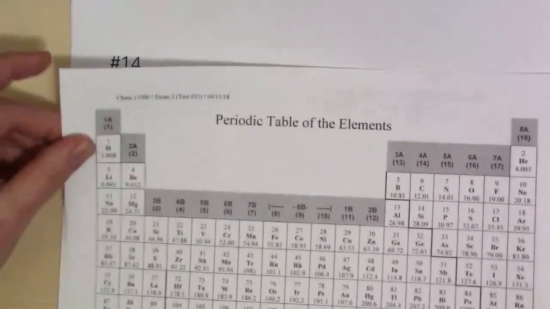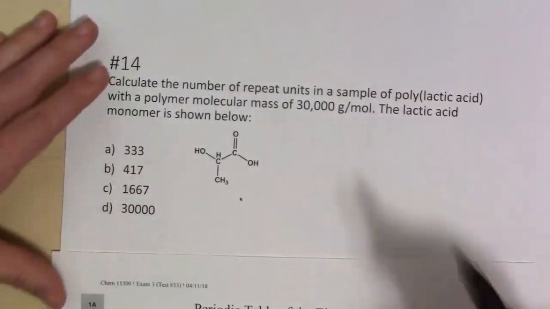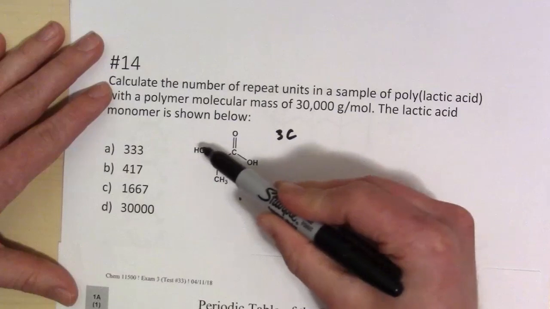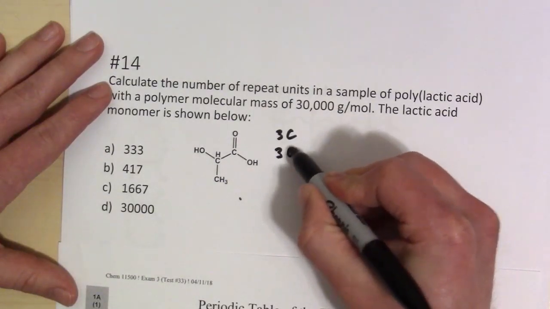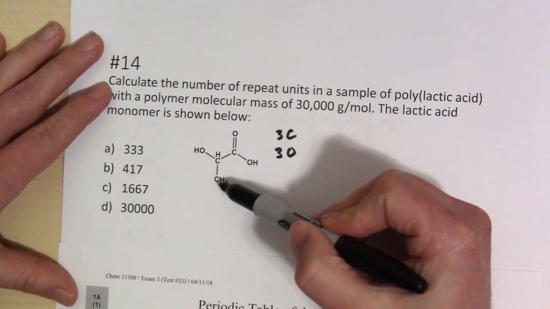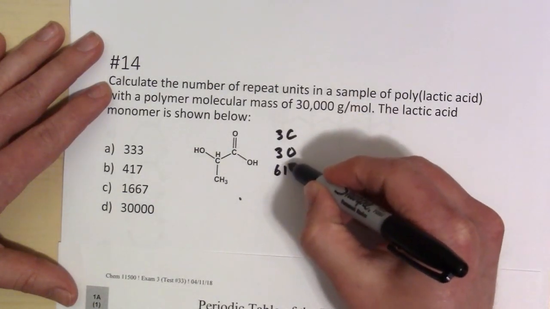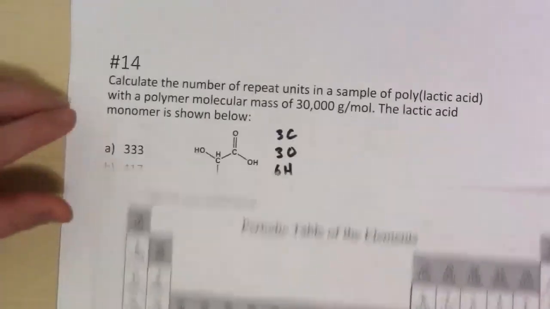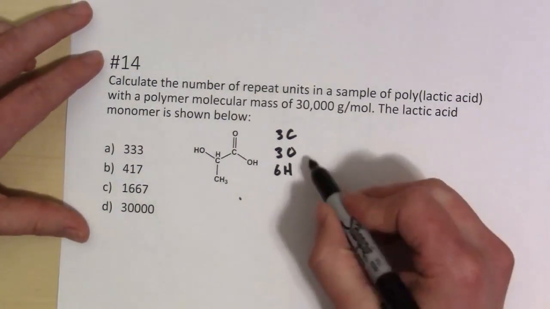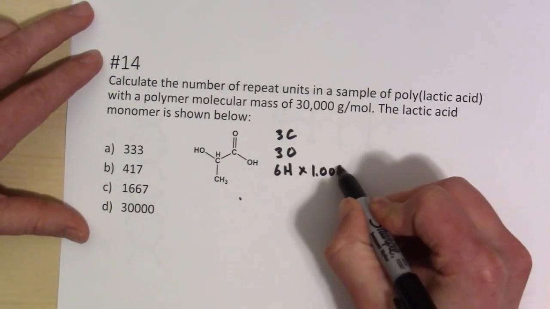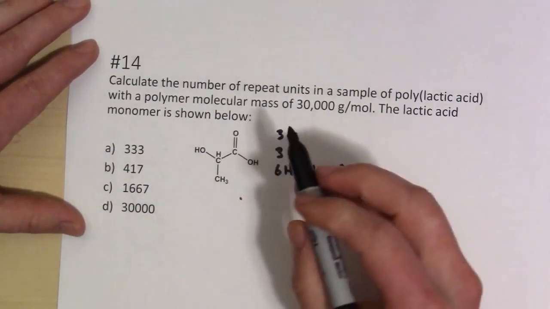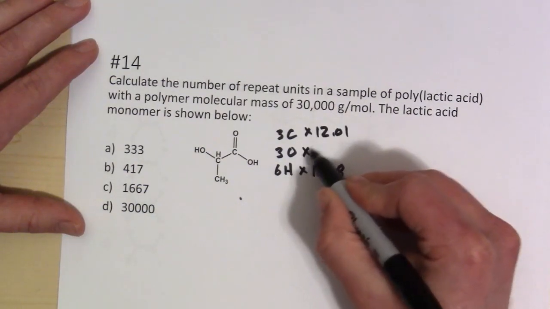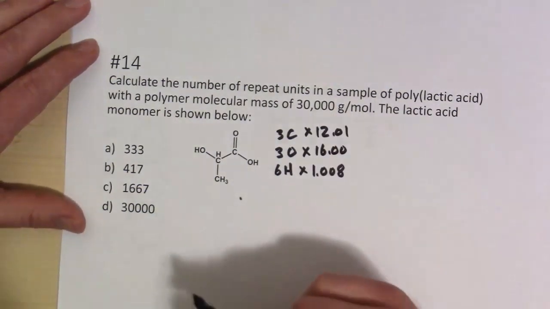So to do that, we can use our periodic table values. So we have 1, 2, 3 carbons, 1, 2, 3 oxygens, and 1, 2, 3, 4, 5, 6 hydrogens. We'll look at the values for each of those on our periodic table. So hydrogen is 1.008 AMU, carbon is 12.01 AMU, and oxygen is 16.00 AMU.